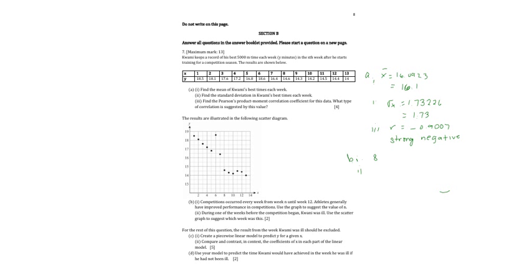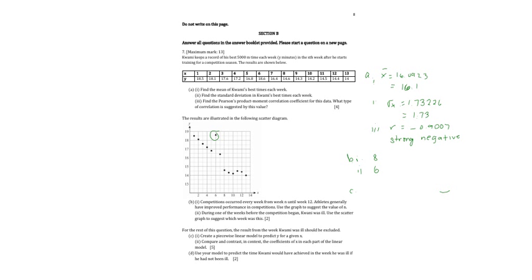So for number 2, during one of the weeks before the competition began, Kwame was ill. Use the scatter graph to suggest which week was this. So you can see there is already a trend of going down from week 1 to week 5, and suddenly again he picked up minutes. So more minutes were spent running on this week. So probably he was ill and not able to run well. That's why he spent more minutes running. So that's week number 6.